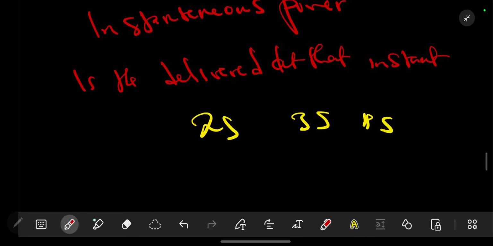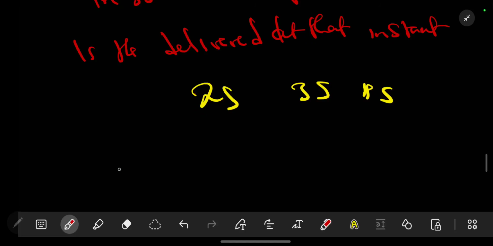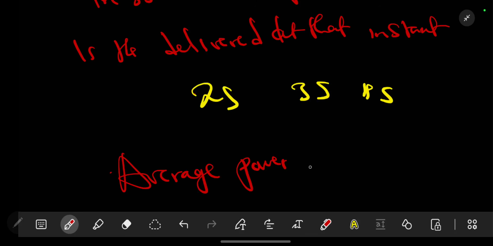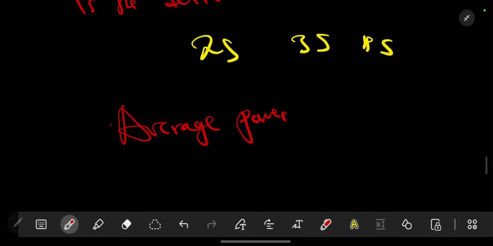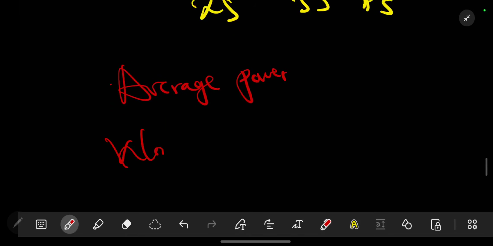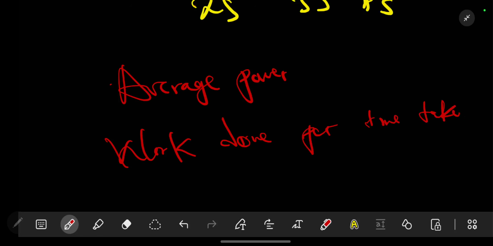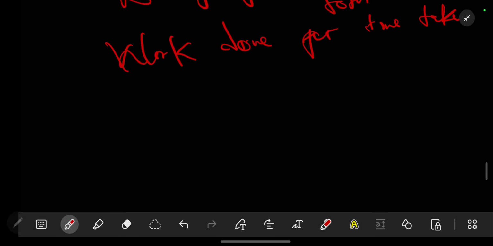Then, before that, we also have the average power. The average power is the work done per time taken, or rather per total time, so it is per total time taken. So that is instantaneous power.